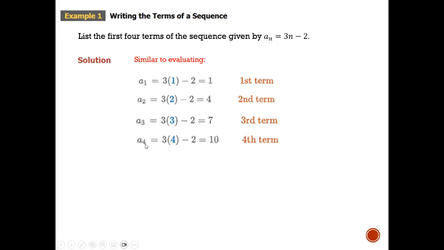And then I plug in the fourth term. So I plug in a 4 for the fourth term. So 3 times 4 is 12, minus 2 is 10. So they wanted only the first 4 terms. I could get any term of the sequence that I wanted by plugging in the position that I wanted, right? So if I wanted the 10th term, I would plug in a 10. But here we just wanted terms 1 through 4. I plugged those in, got the outputs, and that gives us our sequence, the 1, 4, 7, and 10, okay?